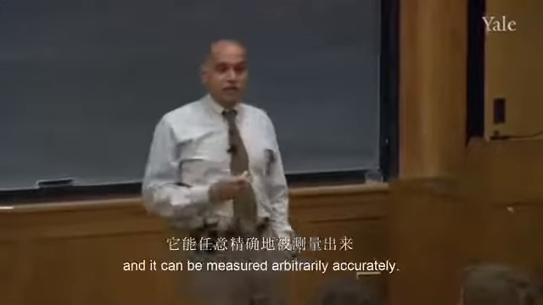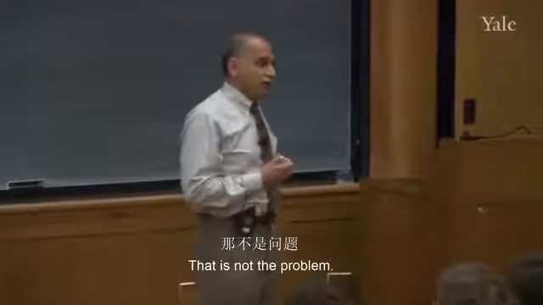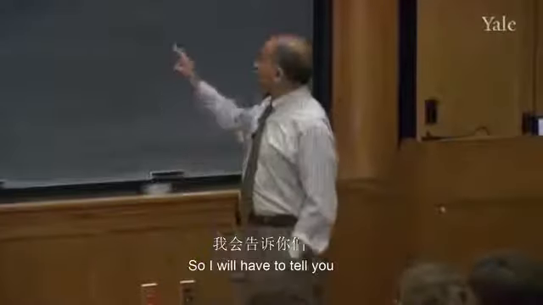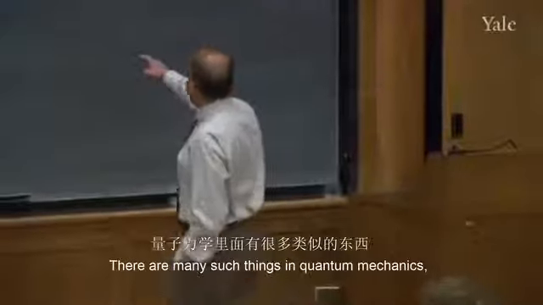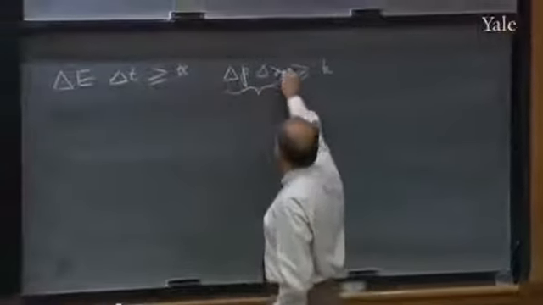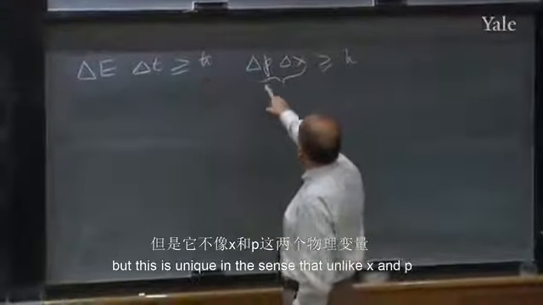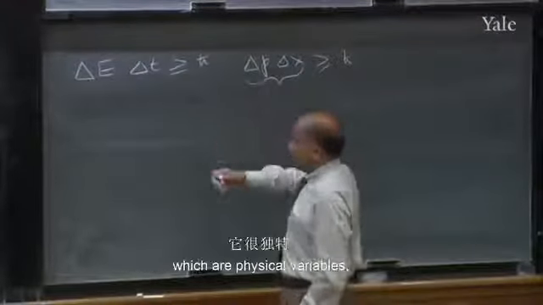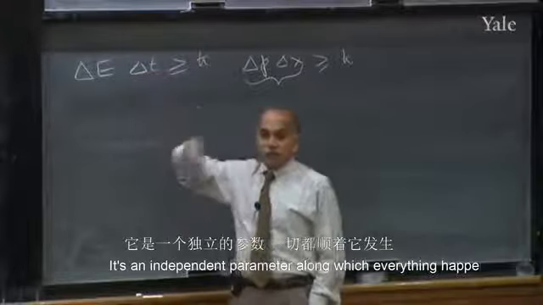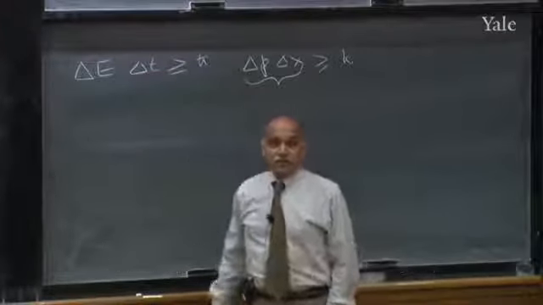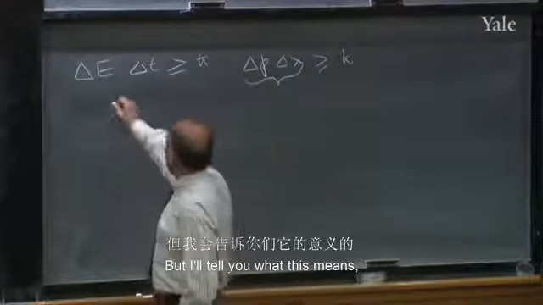And it can be measured arbitrarily accurately. That is not the problem. So I will have to tell you the meaning of this uncertainty relation. It is different from the others. There are many such things in quantum mechanics. But this is unique in the sense that unlike X and P, which are physical variables, time is not a variable describing a particle. It's an independent parameter along which everything happens. So, but I'll tell you what this means.